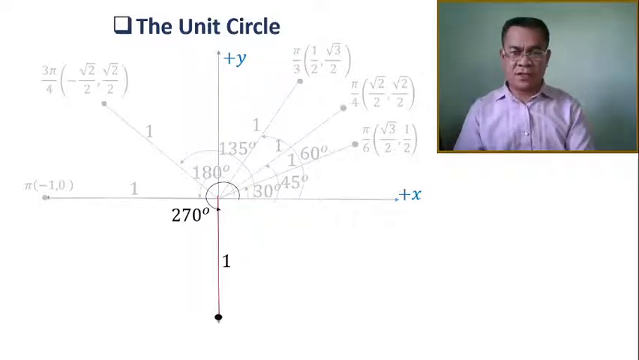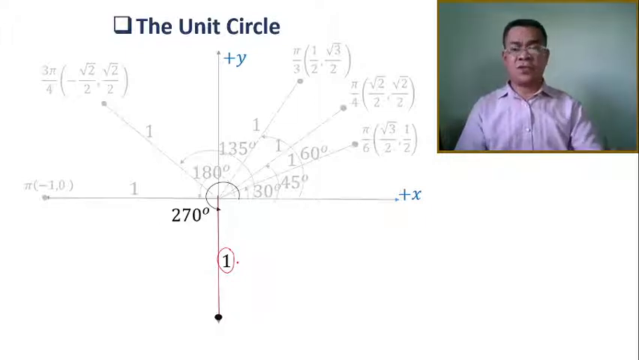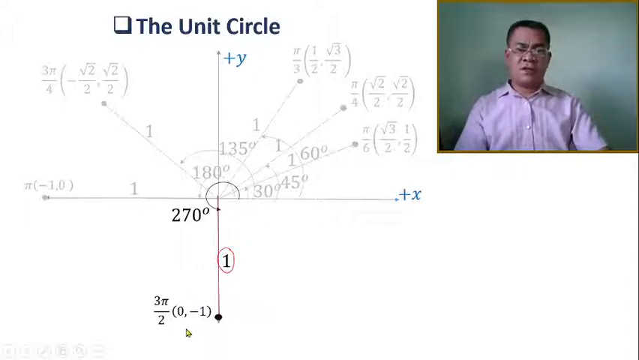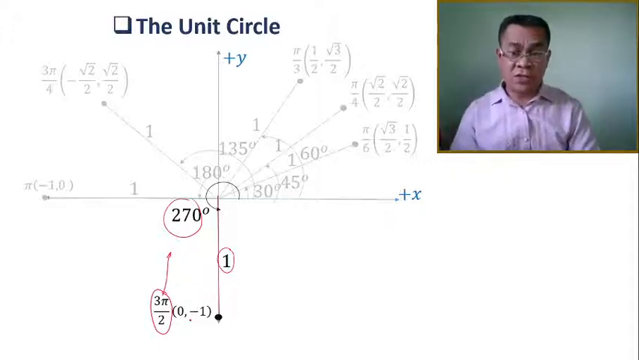270 will fall at the negative y-axis. So since it is located in the axis, then this is a special angle. Hence, this must be 1. So it has a coordinate of what? X is 0 and the y is negative 1. So 270 is equivalent to 3 pi over 2. It has a coordinate of 0 and negative 1.